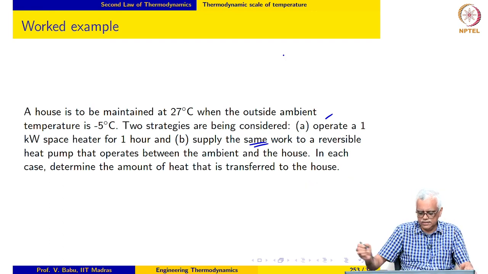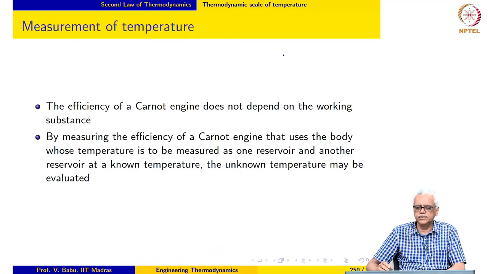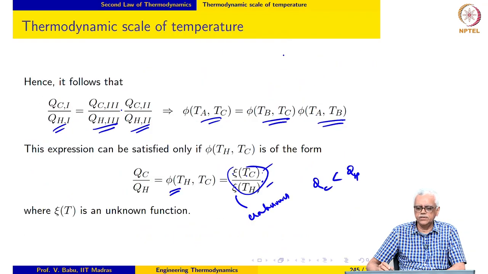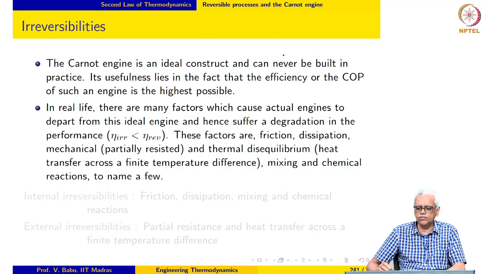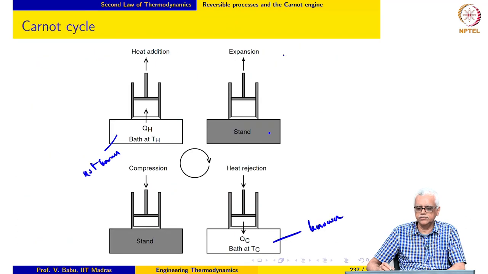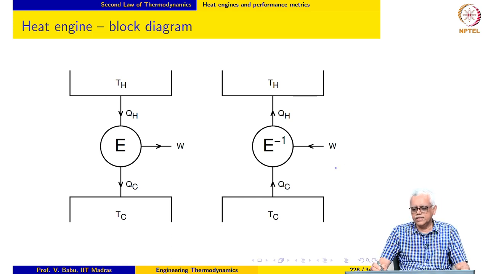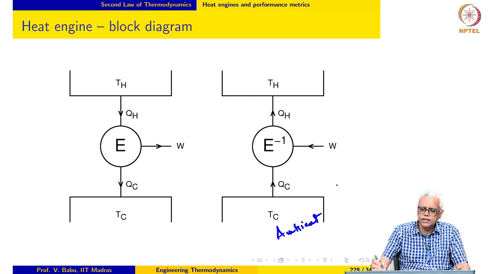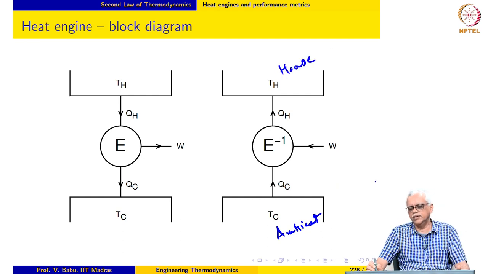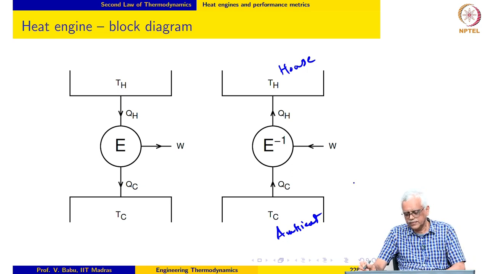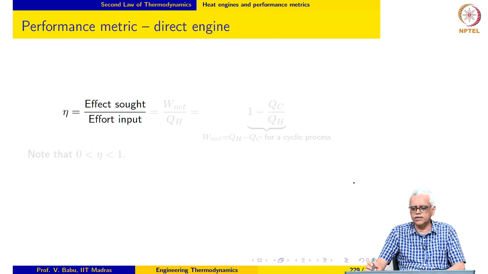So, here is a block diagram for a heat pump. In this case, we wish to operate it as a heat pump. So, TC is actually the ambient and TH is the house which needs to be maintained at a reasonable temperature. That is what we are trying to do. So, the heat pump operates between the ambient and the house.